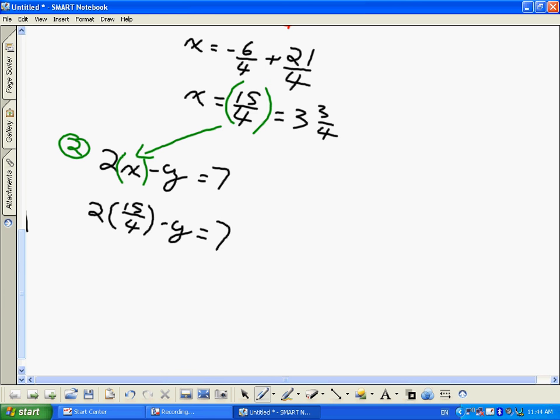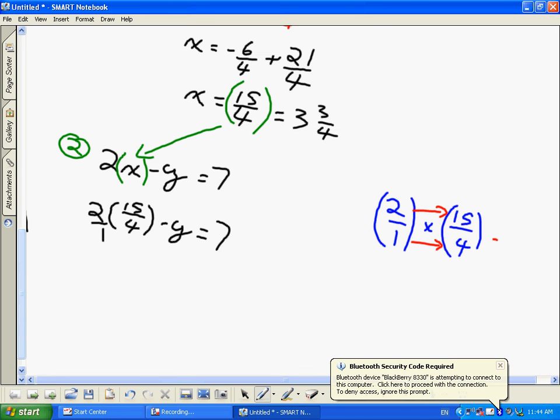Okay? That means I'm going to be multiplying fractions. 2 as a fraction is 2 over 1. And when we multiply fractions, we do the top numbers by each other and the bottom numbers by each other. So on the side, I'll do a little side note for you. It'll look like this: 2 over 1 times 15 over 4. I multiply straight across and straight across. 15 times 2 is 30. 1 times 4 is 4. So my answer is 30 over 4.